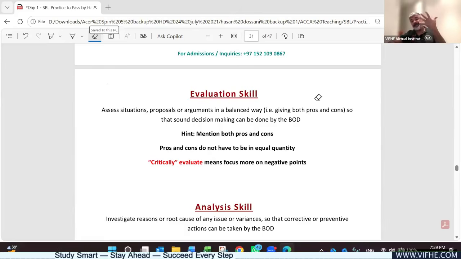So if the exhibit has more positive points, then I will cover more positive points and less negative. If the exhibit has more negative points and less positive, so be it. I will just follow the exhibit. So there is no hard and fast rule of equal positives and equal negatives. Is this clear, guys? Yes or no?